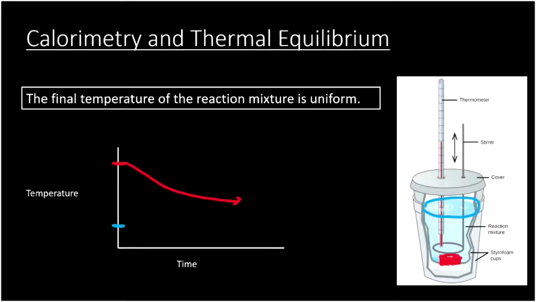Meanwhile, our cold thing is actually going to warm up. And at some point, those are going to approach the same temperature, which is what I have written in purple. So the final temperature of that reaction mixture is going to be the same, because the hot thing gets cold and the cold thing gets hot until they're the same temperature. And then at the end, instead of having cold water and hot metal, we have lukewarm water and lukewarm metal, all the same temperature in purple.